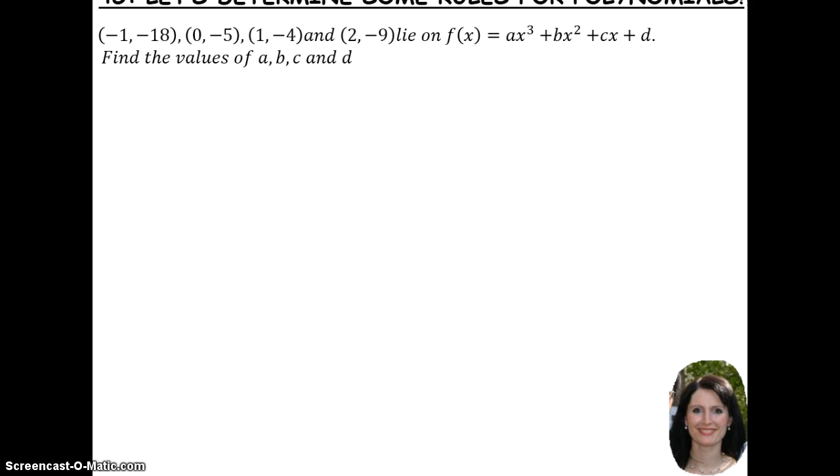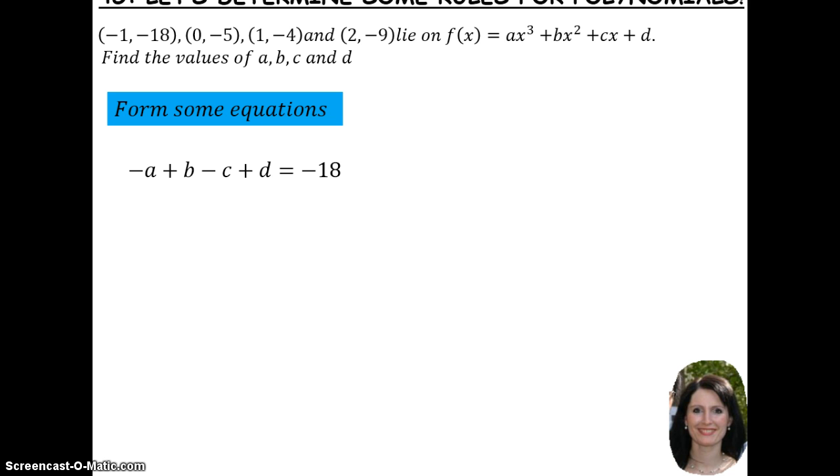of this polynomial. So the first thing to do, as you would with simultaneous equations, or when you have 2 points, is form some equations. The first one, -1 and -18: if we substitute those in, we get -1 cubed times a, which is -a, plus -1 squared times b, which is b, plus -1 times c, which is just -c, plus d, and that equals -18, because -18 is your y value.